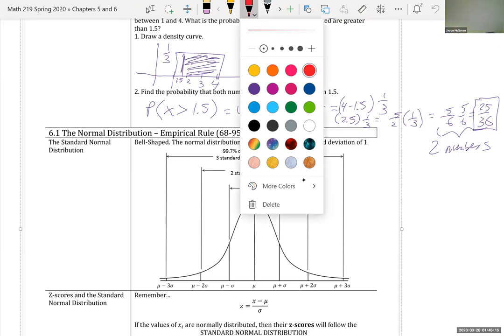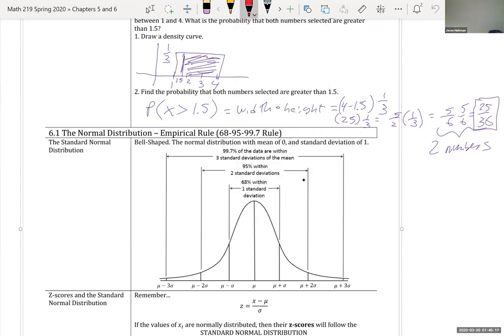We have something called the empirical rule for the bell curve, and that's the 68, 95, 99.7 rule. And basically what this says is that 68% are within one standard deviation of this normal curve.